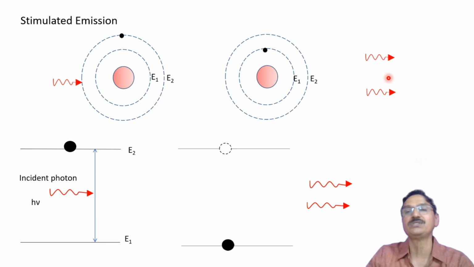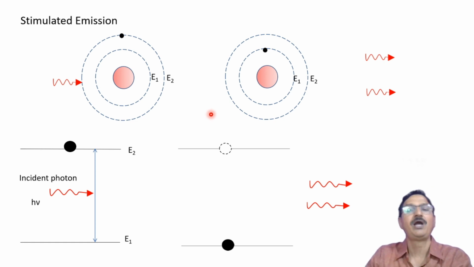Here two photons are emitted in the stimulated emission process. In the previous process only one photon was emitted, and these two photons are coherent. That means they have the same direction and same velocity. They are in phase with each other. So this is the important difference between the stimulated emission process and the spontaneous emission process.